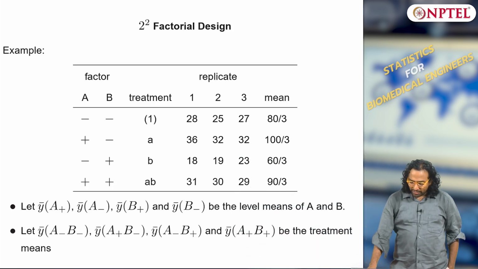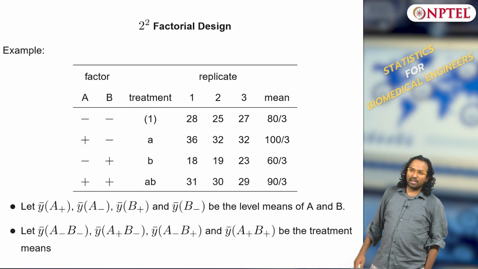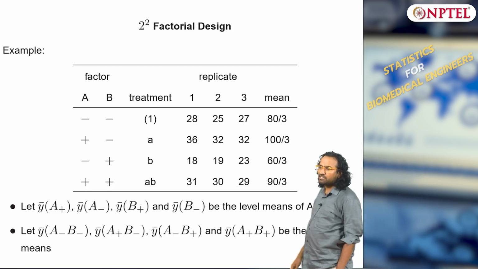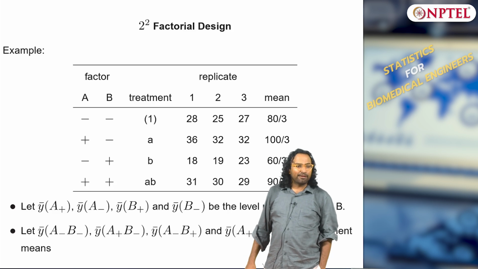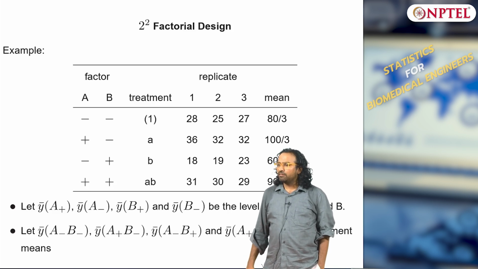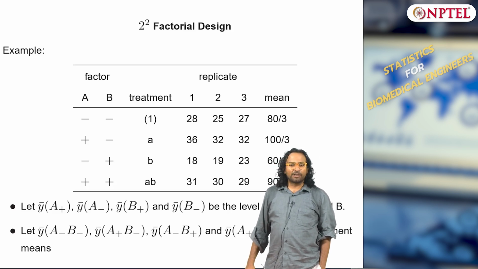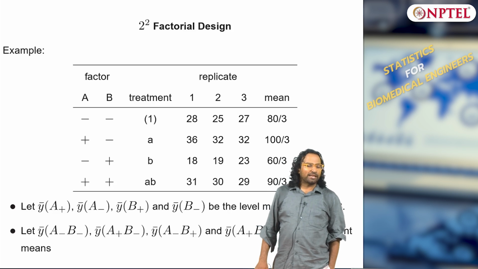So remember, in the earlier case I did not consider replications, but in the last class what did we see? In two-way ANOVA, what did we see about degrees of freedom? If you do not have replications, what happens?